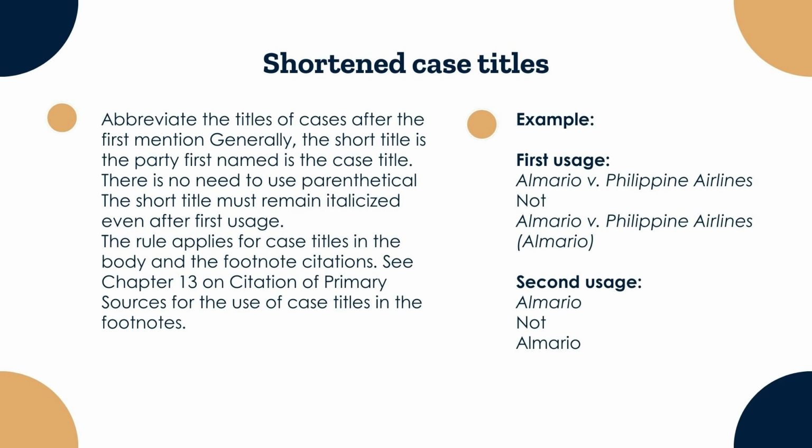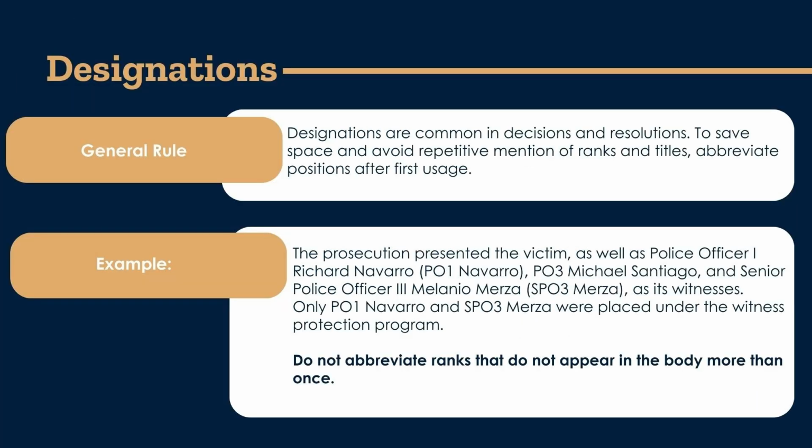Designations. Designations are common in decisions and resolutions. To save space and avoid repetitive mention of ranks and titles, abbreviate positions after first usage. See Annexes O and P for a list of abbreviations of military and police officer ranks. Example: the prosecution presented the victim, as well as Police Officer 1 Richard Navarro (PO1 Navarro), Police Officer 3 Michael Santiago, and Senior Police Officer 3 Melanio Mirza (SPO3 Mirza), as its witnesses. Only PO1 Navarro and SPO3 Mirza were placed under the Witness Protection Program. Do not abbreviate ranks that do not appear in the body more than once.